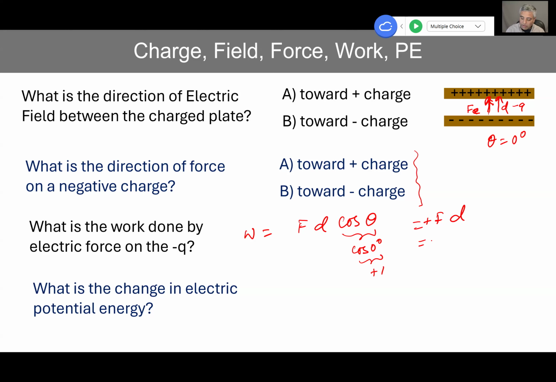Now, how much is the force? Force on a charge in terms of the electric field is given something like this. So this or that. In terms of field, this. In terms of force, that.